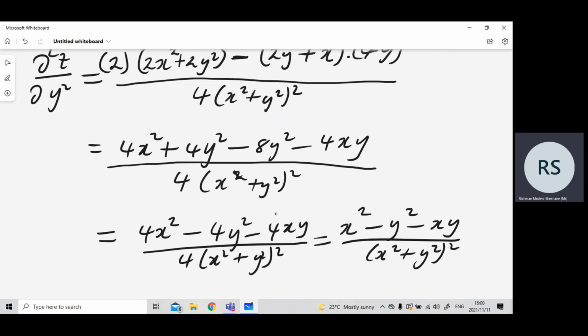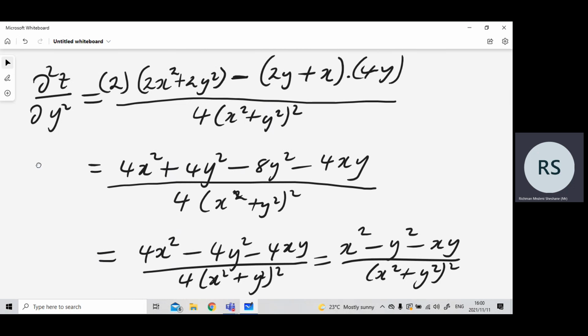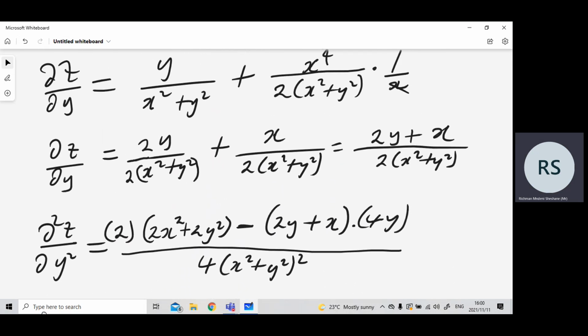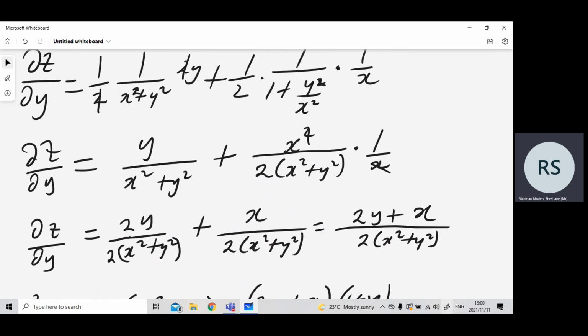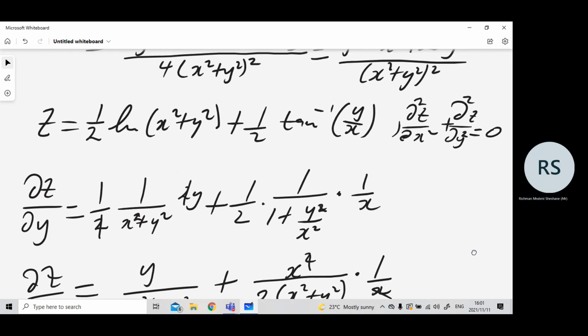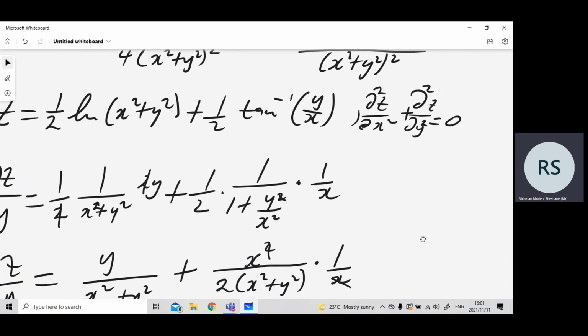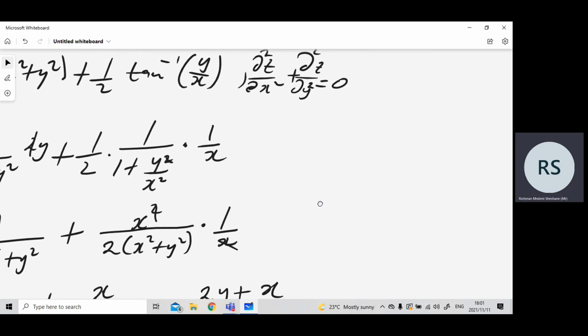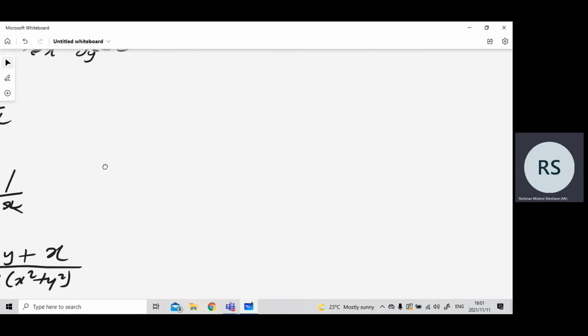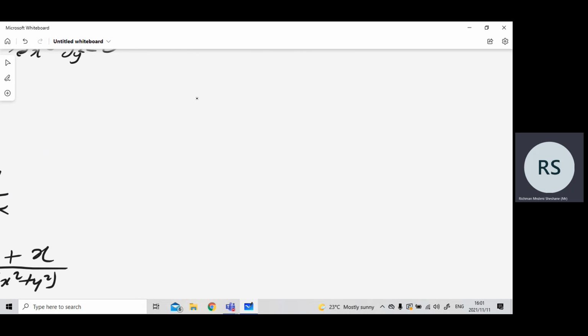Okay, so now this is my second term of what I want to show, the second partial derivative with respect to y. Let's go back here. Now we can show the left hand side is equal to the right hand side.